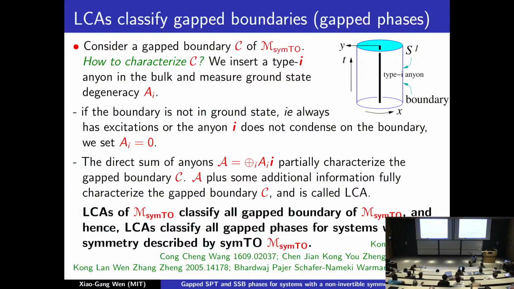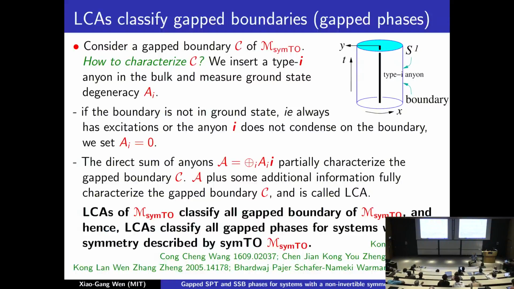And then the general coefficient is just given by some non-negative integer, A_i, a non-negative integer indexed by the onion we insert in the bulk. But sometimes when you insert the onion in the bulk, the boundary is not in the ground state, because the onion does not condense on the boundary, so the boundary cannot absorb this onion. So the boundary is always in the excited state.